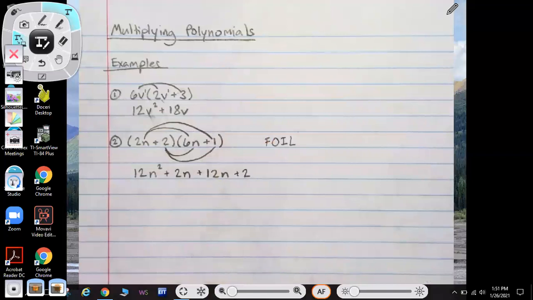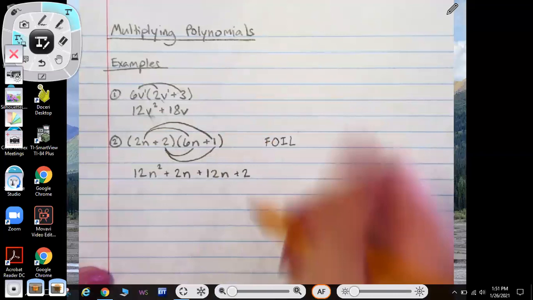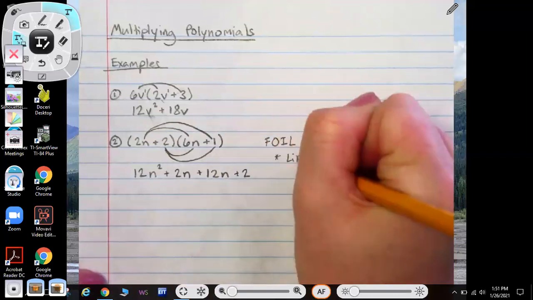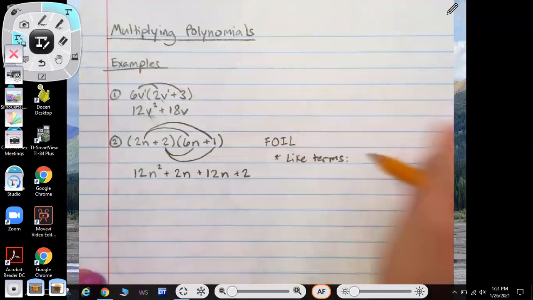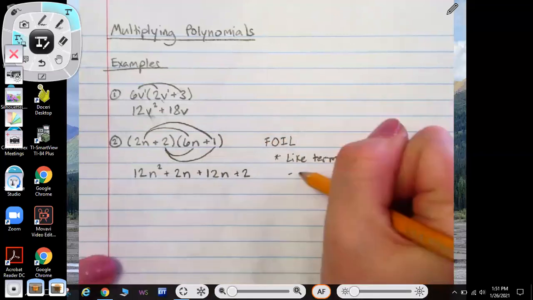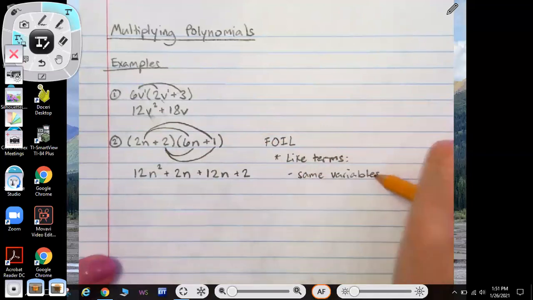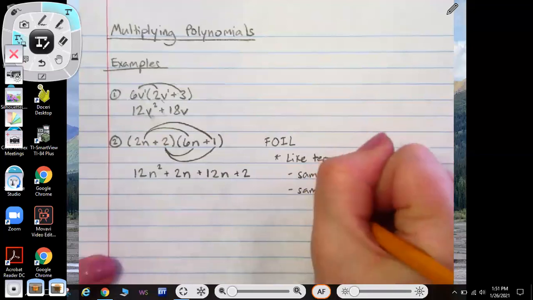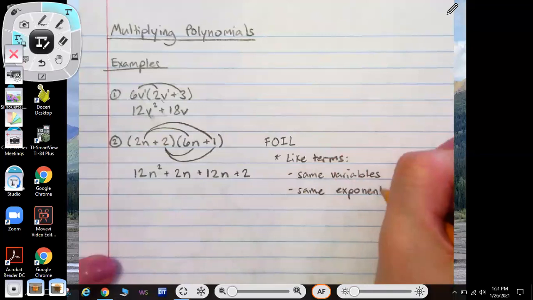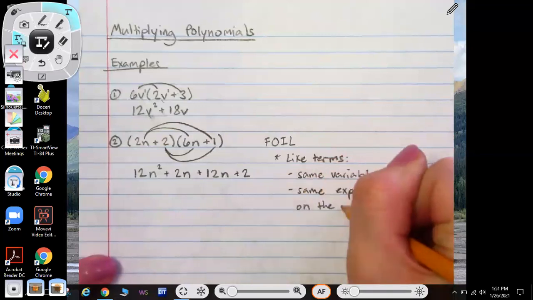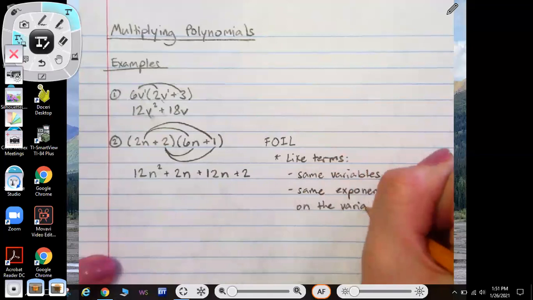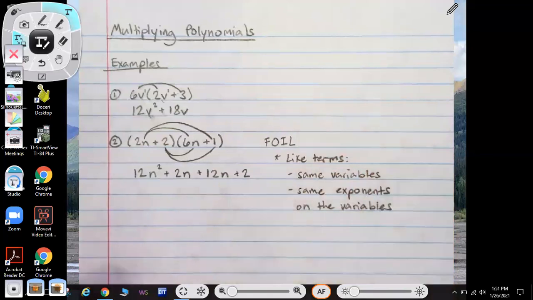After we multiply, all that's left to do is to combine like terms. So just really quick, let's have a reminder of what like terms are. Like terms have the same variables and the same exponents on those variables. It has to have both of those things to be like terms, the same variables and the same exponents on those variables.